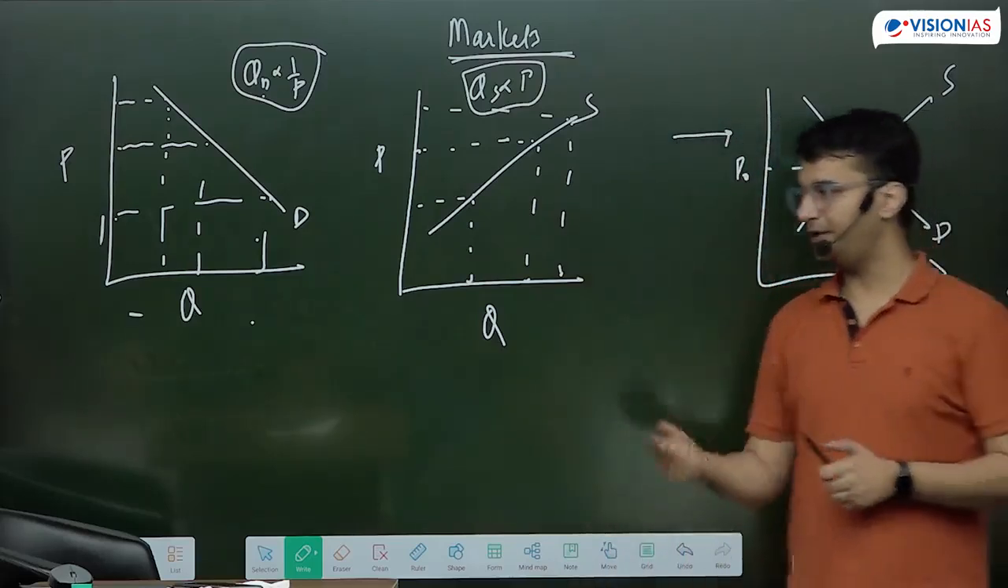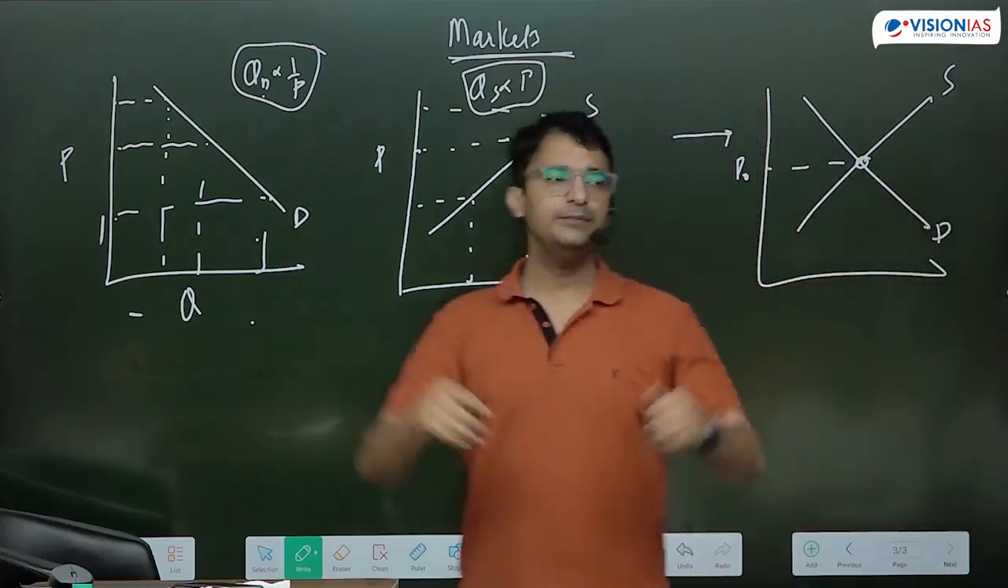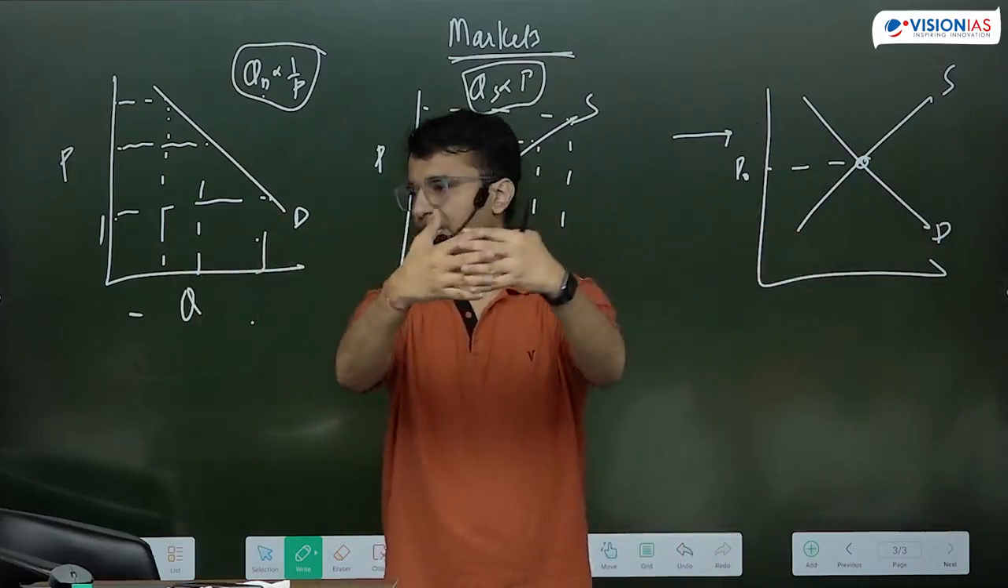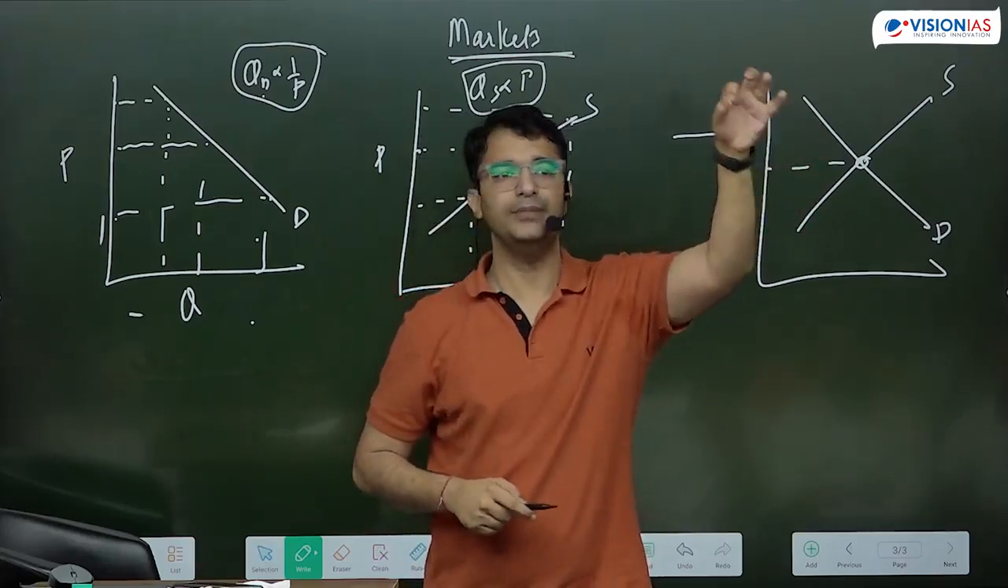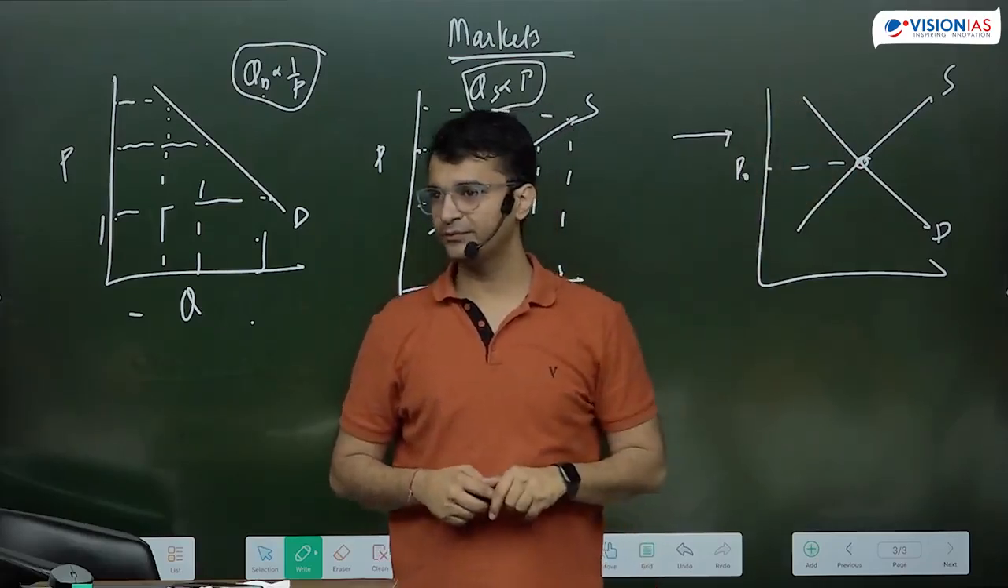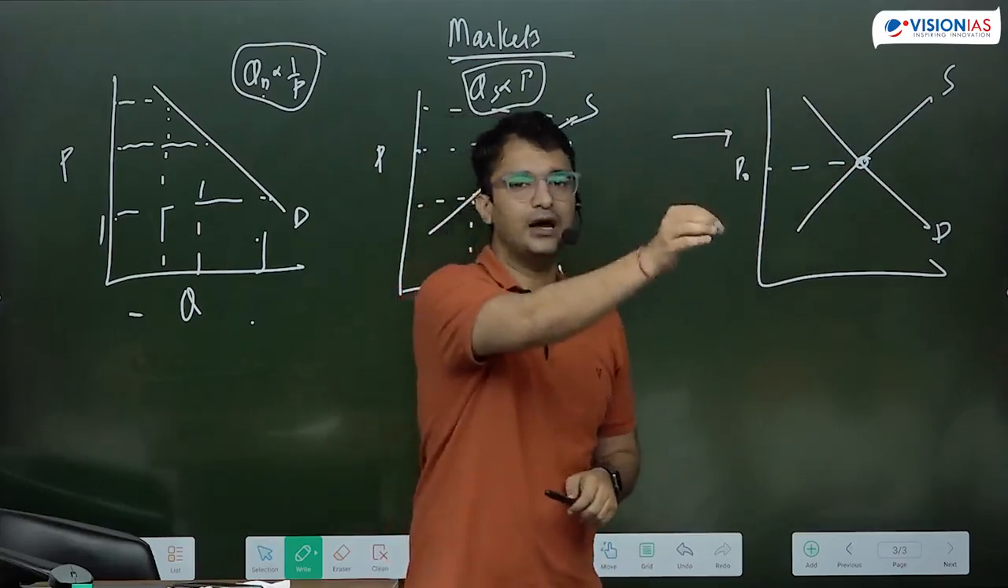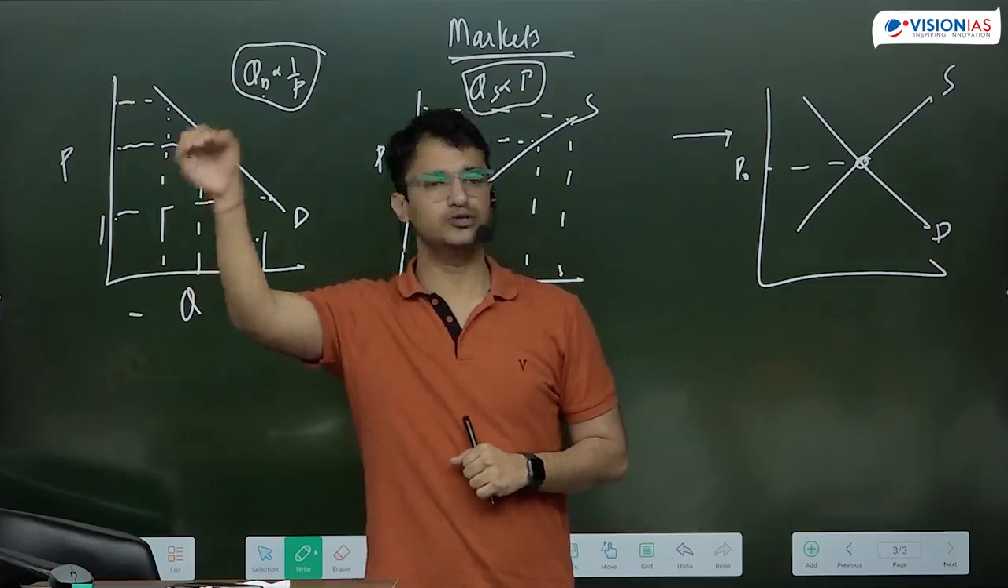This is what the market is. How does the market operate? There will be many random interactions that take place. Maybe you came to the market thinking that I am willing to pay maximum 200 rupees. And just by luck, you met a producer who was willing to charge 200 rupees only.